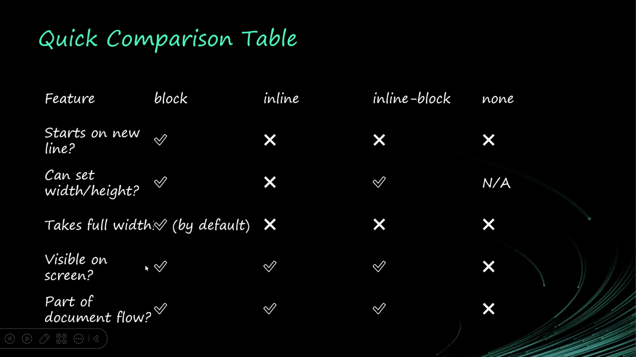None does not do that. What about visible on screen? Yes, block will be visible. Inline will be visible. Inline block will be visible and none will not be visible. Is it going to be part of the flow? Yes for block, yes for inline, yes for inline block, and no for none. So none will not even be available at all.